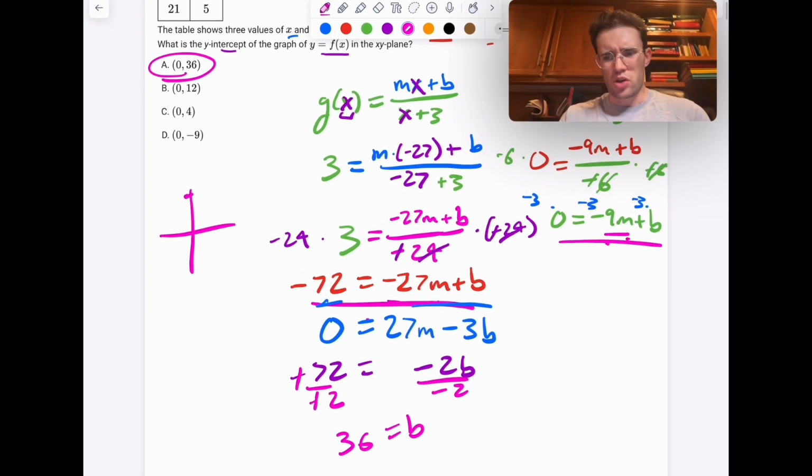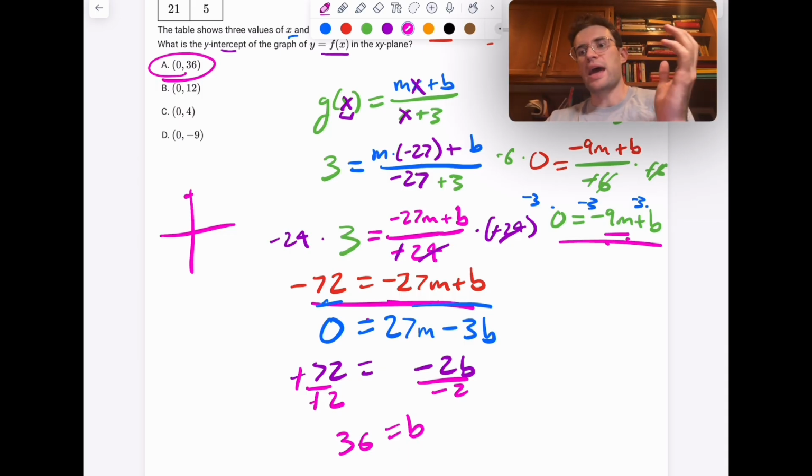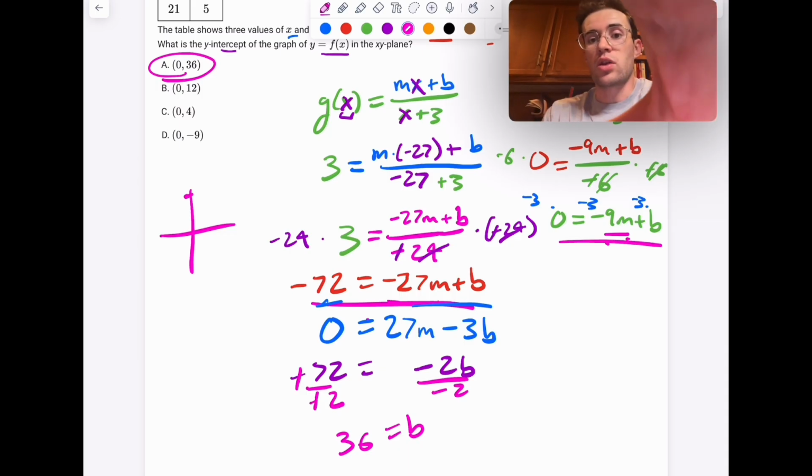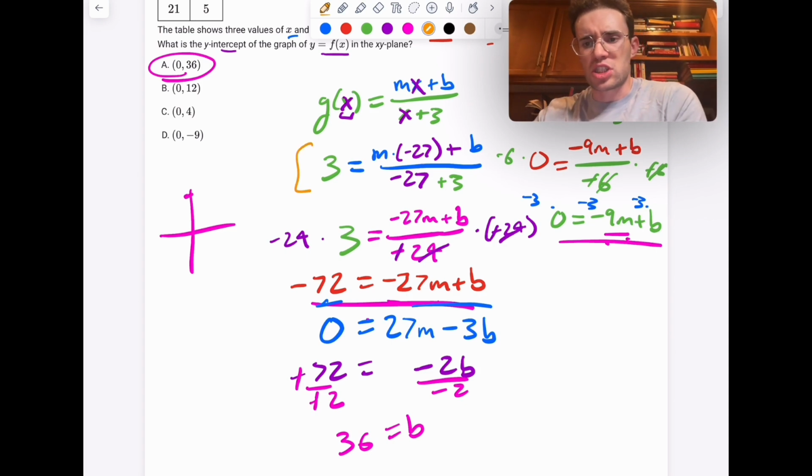I guess quickly I'll show you how you could just type this into Desmos. So we had negative 72 equals negative 27m plus b, and 0 equals negative 9m plus b. I guess actually when I think about it, I often will tell people, when you type into Desmos, don't type it in an ugly form, type it in a way that you didn't have to do that much math. So you could even just type them in as you had them at the start there. So 3 is equal to m times negative 27 plus b over negative 27 plus 3. Now, I did the algebra correctly here, so I know that this is equal to negative 72 equals negative 27m plus b.